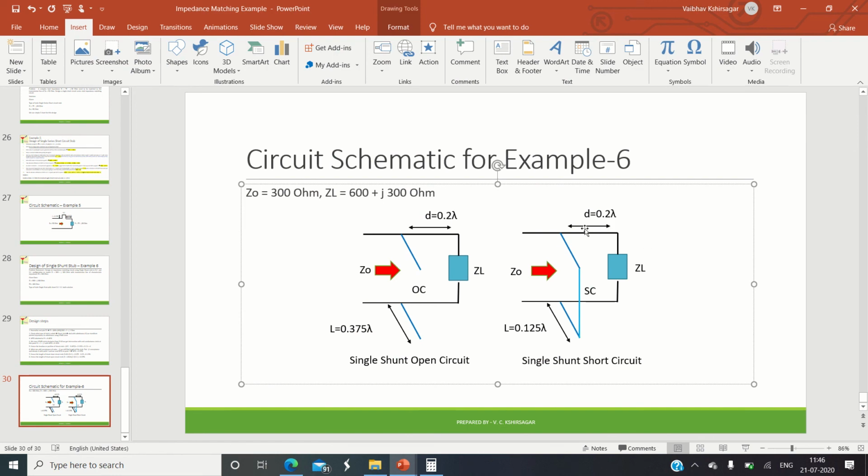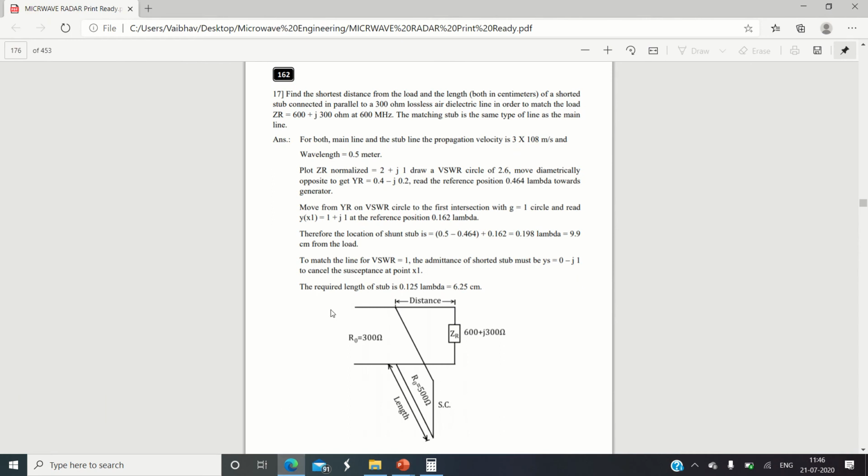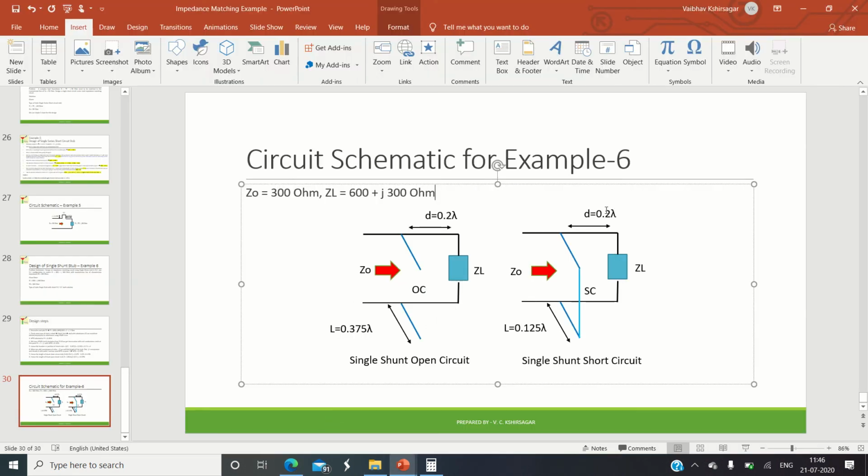And what is the distance or location of the stub in the solution given in the book? The location of the stub they have got is 0.198 lambda. In our case we have got the location of the stub as 0.2 lambda, which is again close to 0.198. So this agrees with the solution that we have calculated manually.